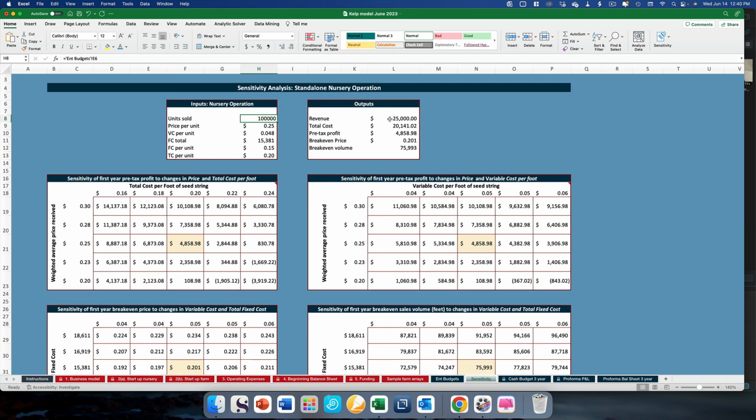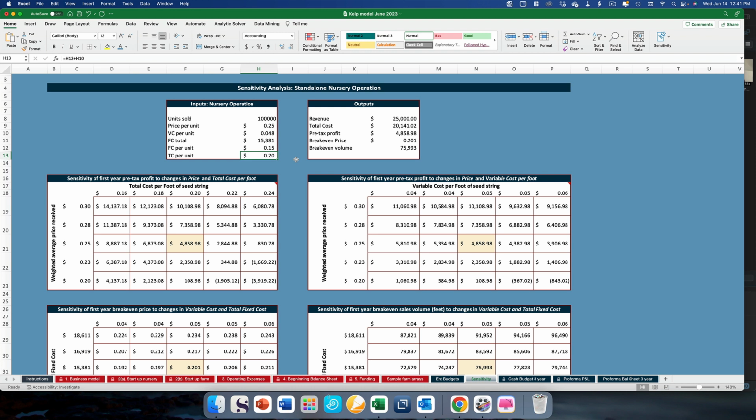So, okay, we are getting $25,000 in revenue. Our total cost is $20,000. We have a pre-tax profit of $4,800 and a break-even price of 20 cents. And by the way, total cost is 20 cents, break-even price is 20 cents. That's how it works. Break-even price gets you zero profit. Okay, we need to sell 75,000 units of this stuff in order to break even. So that's how the break-even analysis ties into a sensitivity analysis.